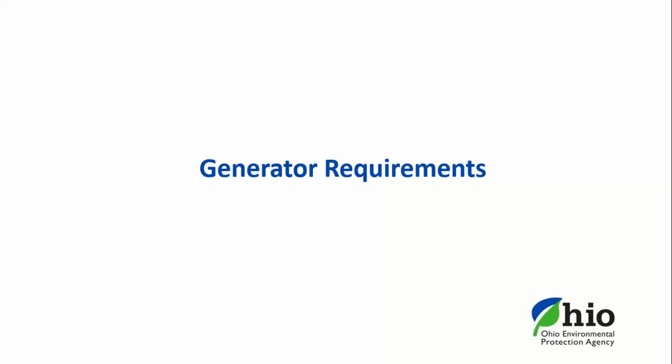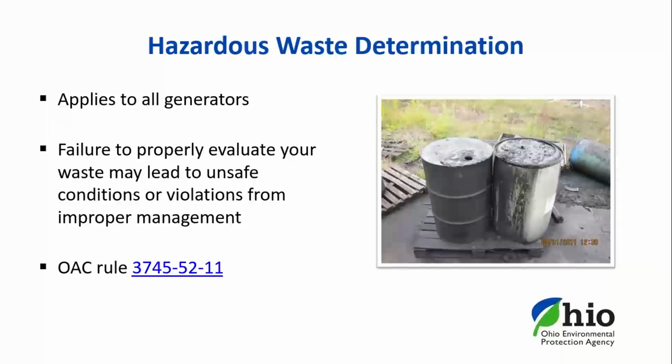Now we're going to get into the specific requirements that generators need to follow. If you generate a waste, you must determine if your waste is hazardous. And OAC Rule 3745-52-11 provides you with step-by-step procedures to follow when making this determination. And the failure to properly evaluate your waste may lead to unsafe management, treatment, or disposal of your hazardous waste. So this is why it's very important to evaluate all of your waste streams.